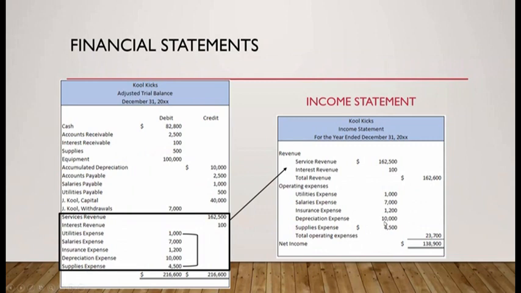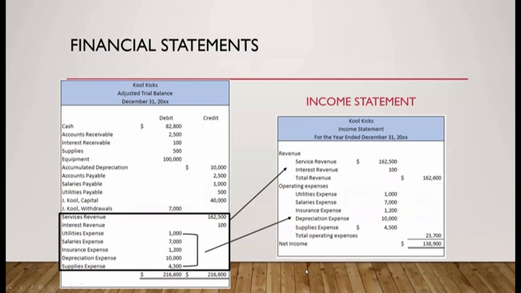Now, if we had more expenses than revenues, of course, this would be a negative number and we would have a net loss. But in this case, we had more revenues than expenses, and that's certainly what we like because we want to make money. So we're ready to flow or move this net income over to our next statement.